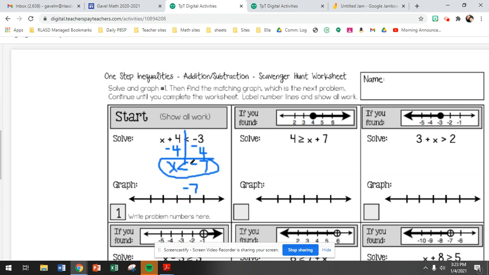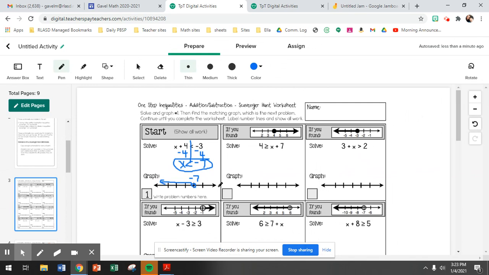I know that it's going to be an open circle because it's not equal to, there's nothing extra. So I'm going to have an open circle, and x is going to be smaller, meaning we move away from 0. We're going more negative. So I need to find a graph that looks like this. Here's a -7 with an open circle going away.